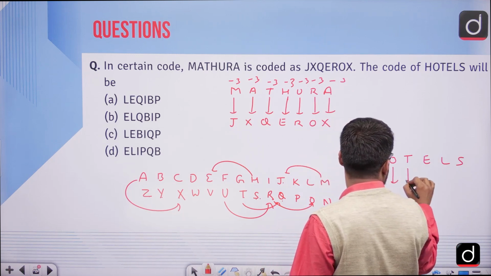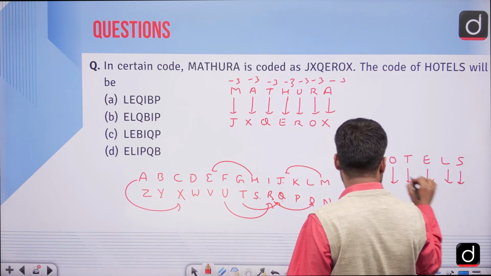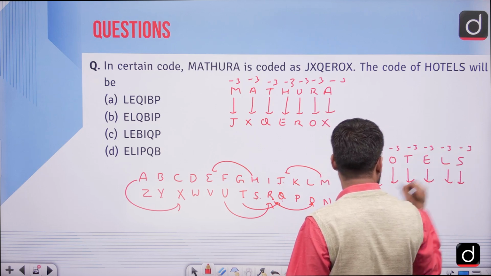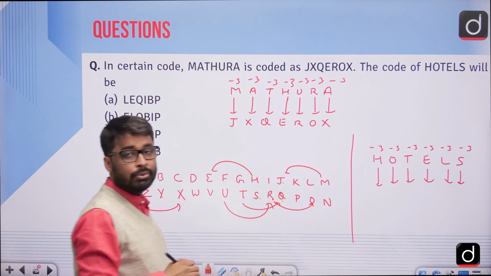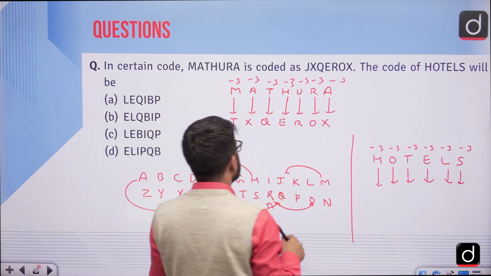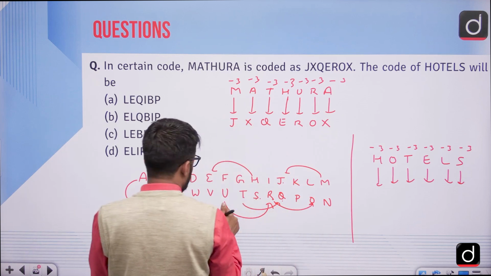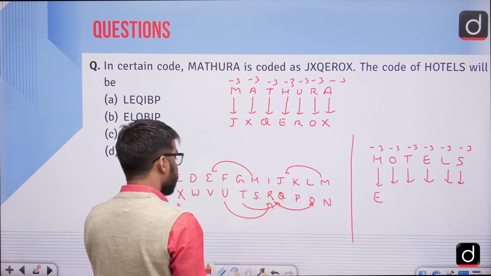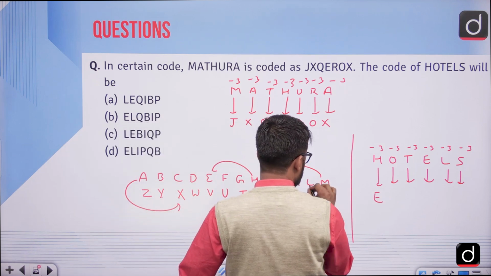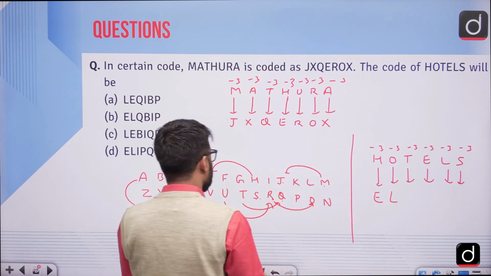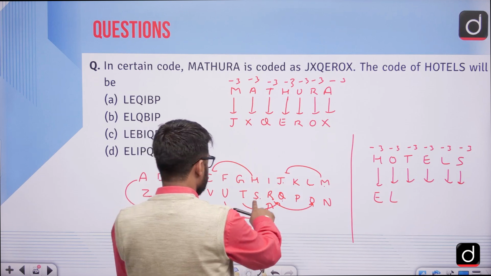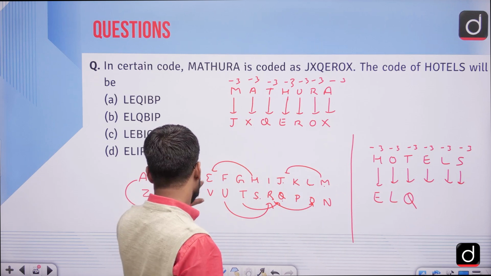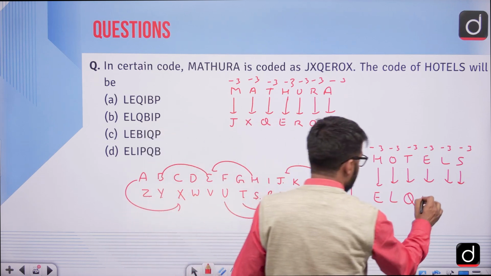Now here also we will be moving at a gap of -3. So for H at a gap of -3, my code would be E. For O at a gap of -3, 1, 2, 3, the code will be L. For T at a gap of -3, 1, 2, 3, Q. For E at a gap of -3, the code would be B.